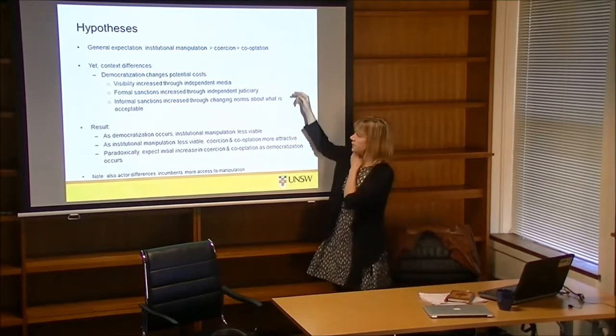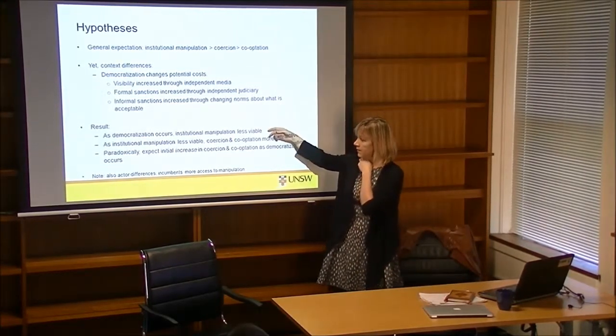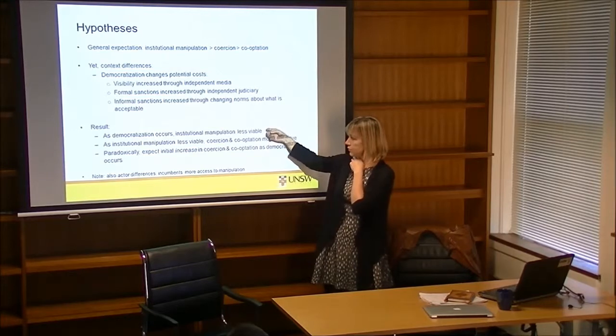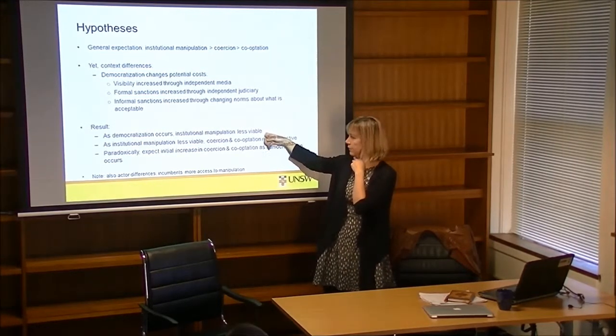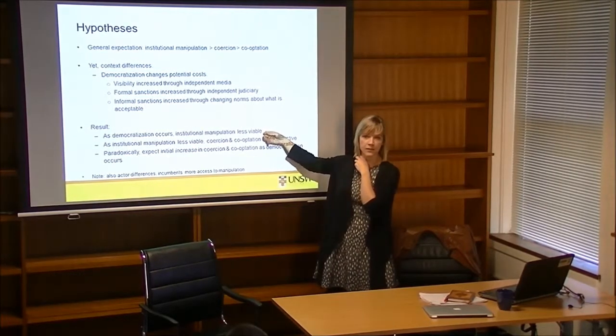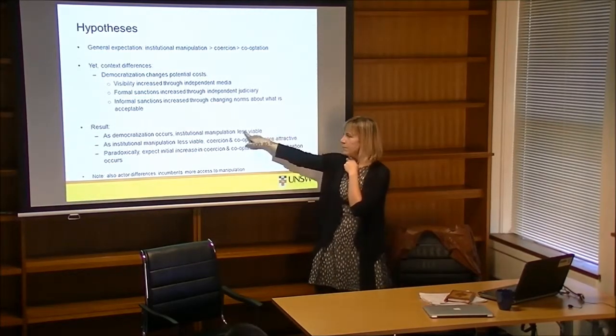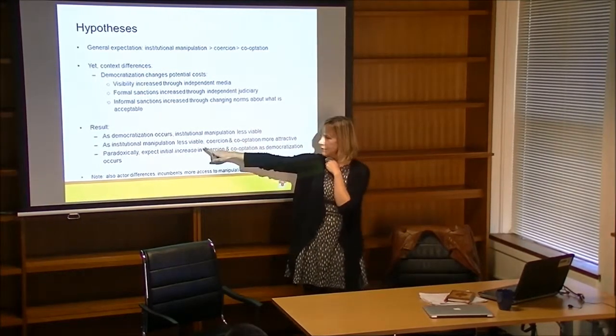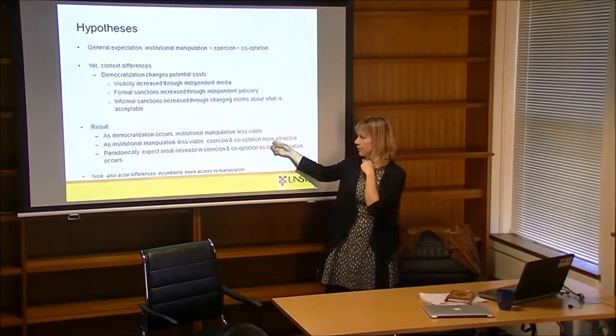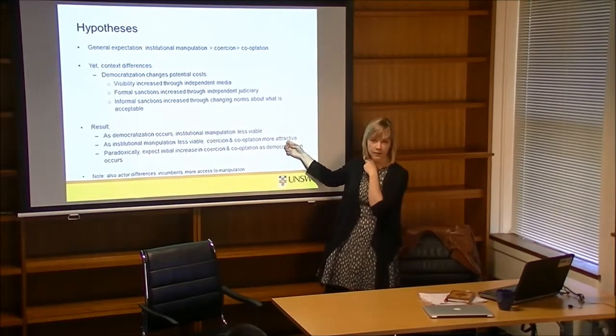So what does that mean? If we combine these two things, we'd expect that as democratization occurs, institutional manipulation is less viable. Now, that's not very surprising because that's the essence of democratization, right? Yet, what happens if institutional manipulation is less viable? Coercion and cooptation become more attractive.